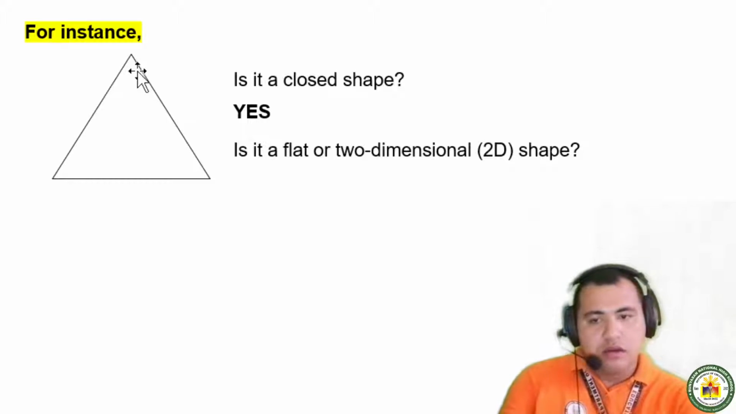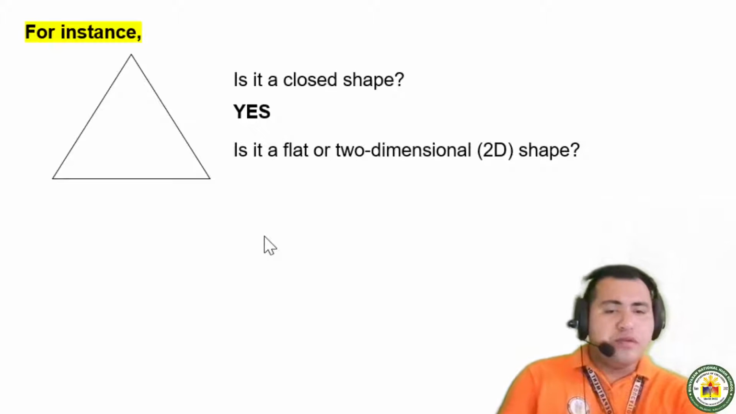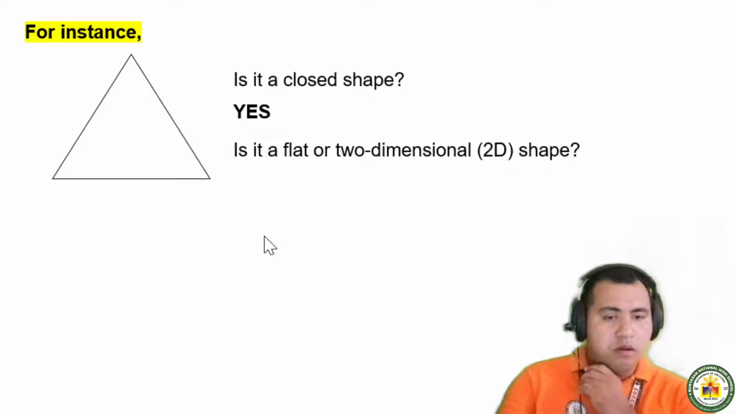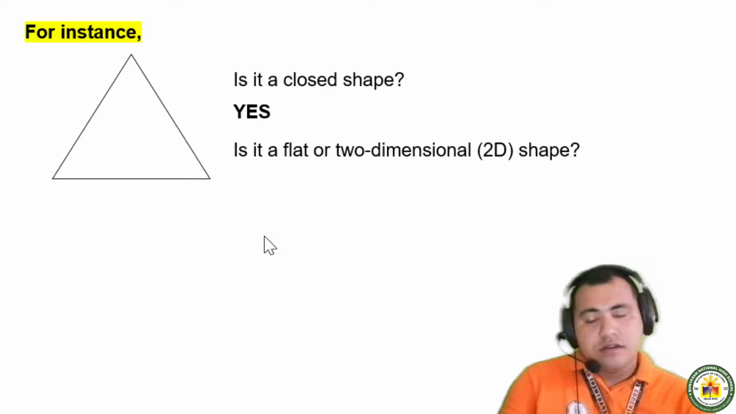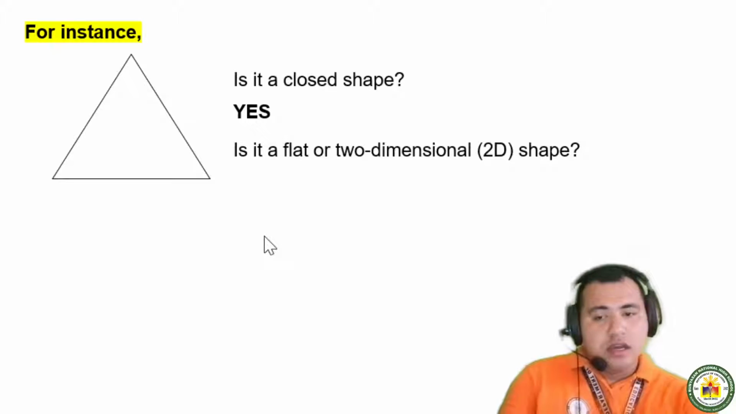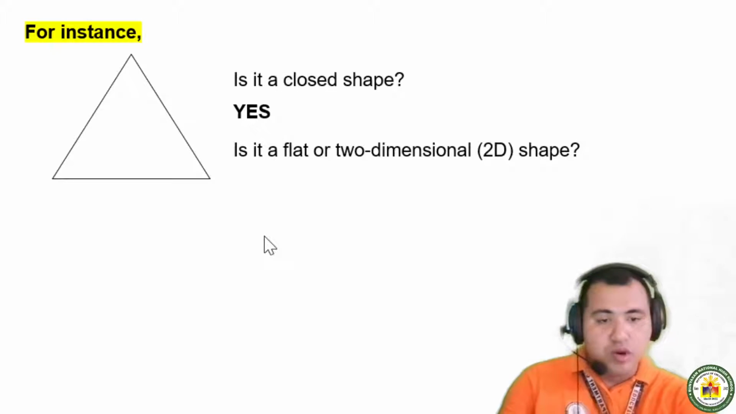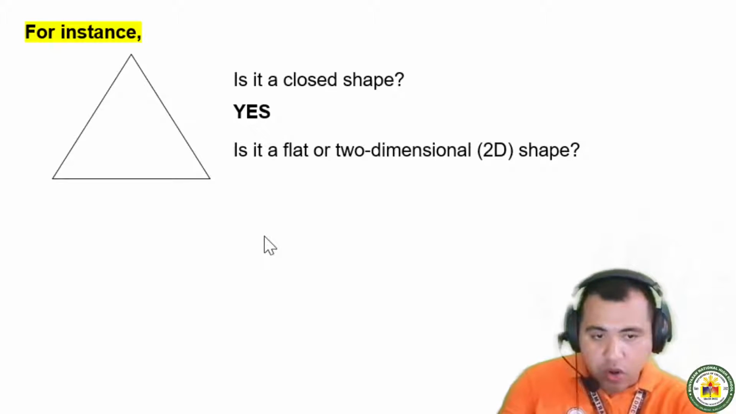Two-dimensional ba siya? Two-dimensional. Now, in our previous video, plane man si Ja. This triangle, as I gave examples of what a plane is in our previous video, si triangle usa sa atong example. So, therefore, si triangle usa ka plane figure.